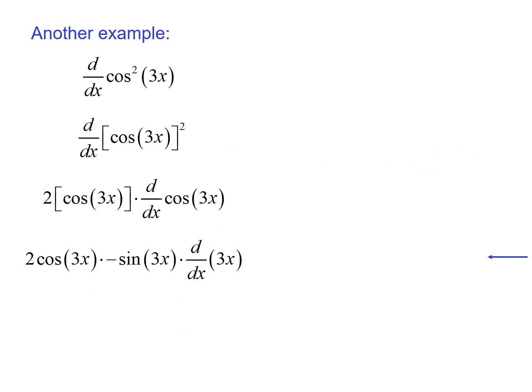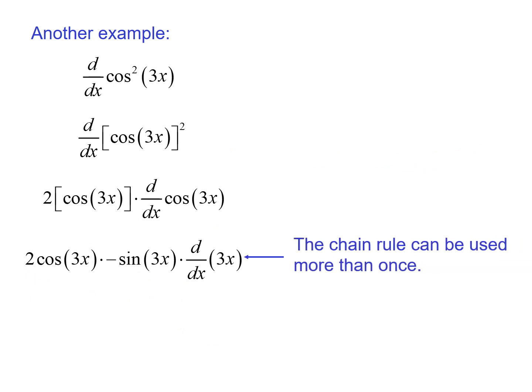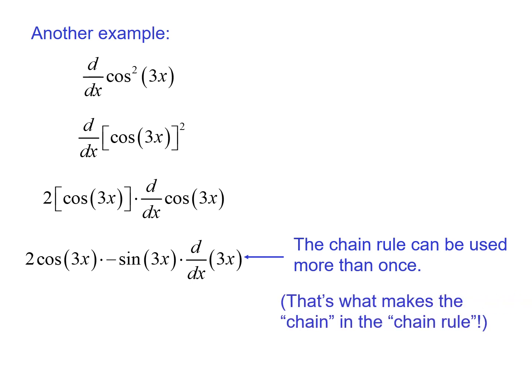So leave the 2 cosine of 3x alone. The derivative of cosine is negative sine. Leave the 3x alone, and we multiply that by the derivative of 3x. So we just keep working from the outside in, and we can do this as many times as we need to, which is why we call it the chain rule.